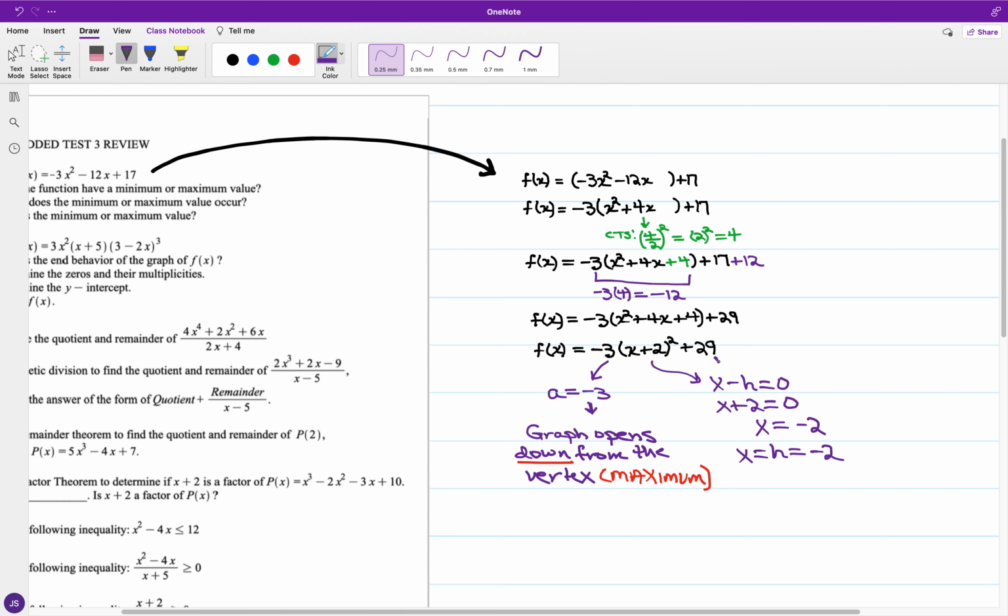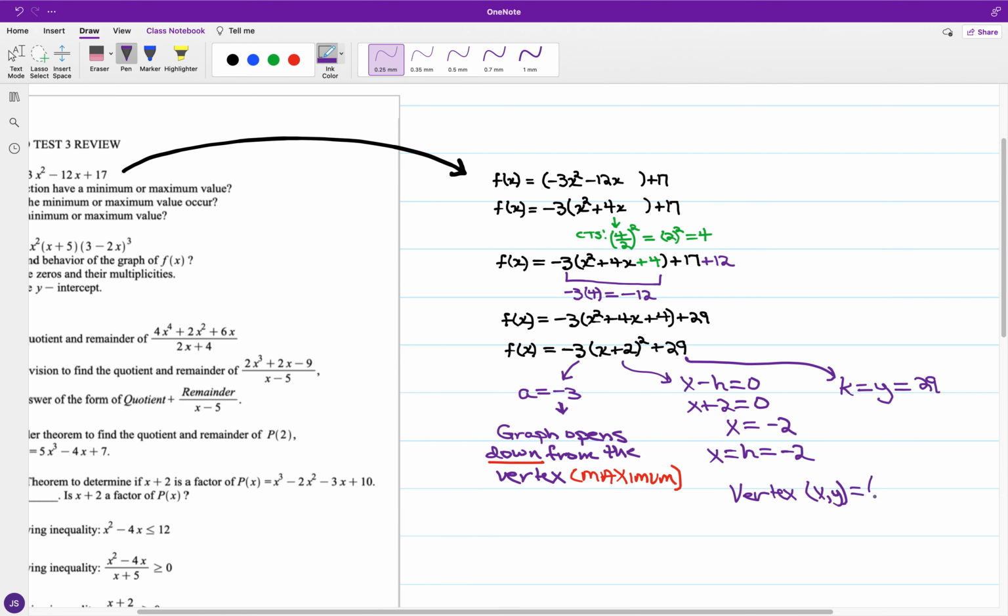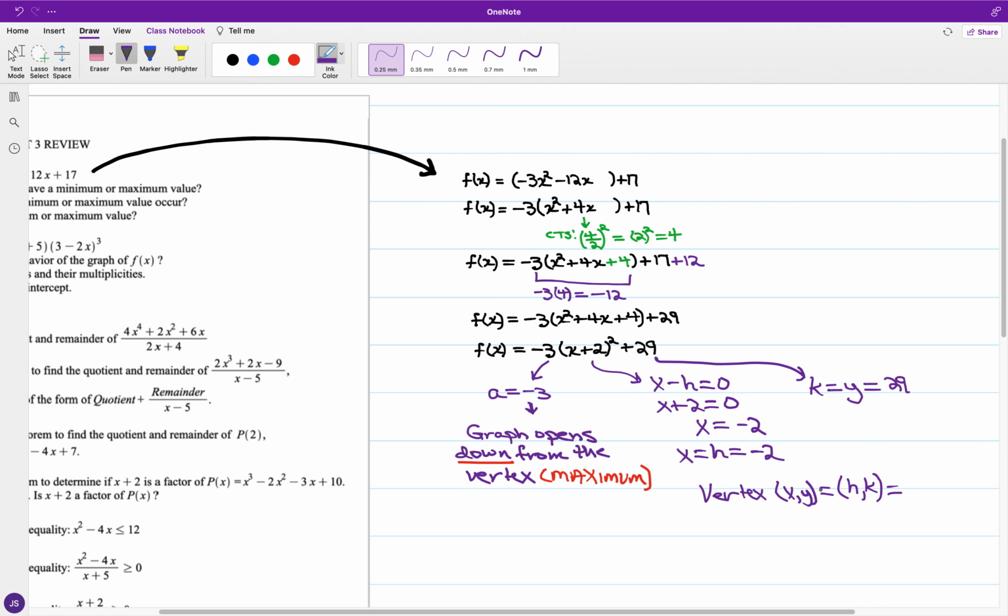And for the number 29 that follows, we essentially have that k is the y coordinate, and in this case we have 29. So in the case of the vertex, in the Cartesian coordinate system, or xy coordinate system, you have x paired up with y, and from the vertex equation we have h and k, so we have negative 2 and 29.